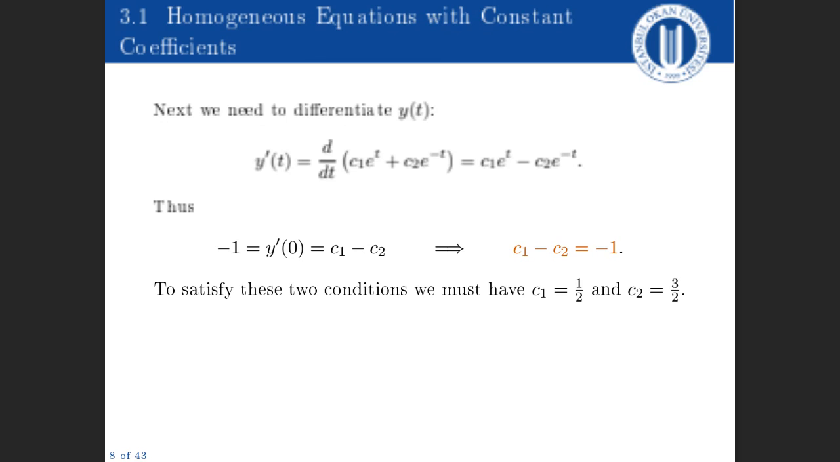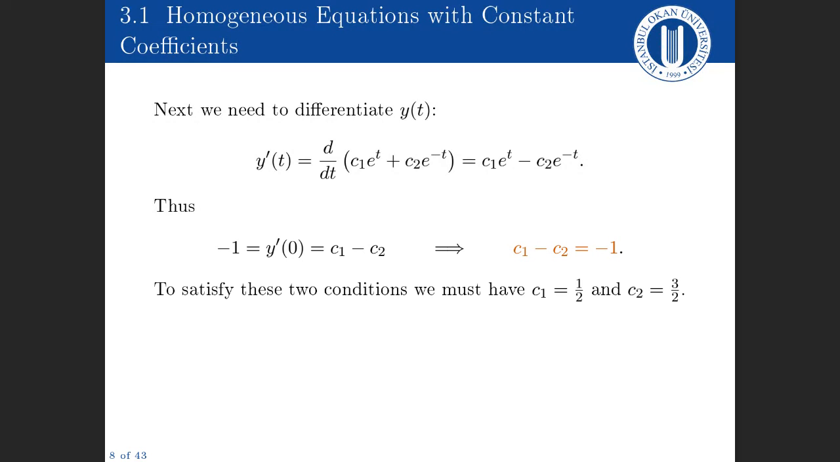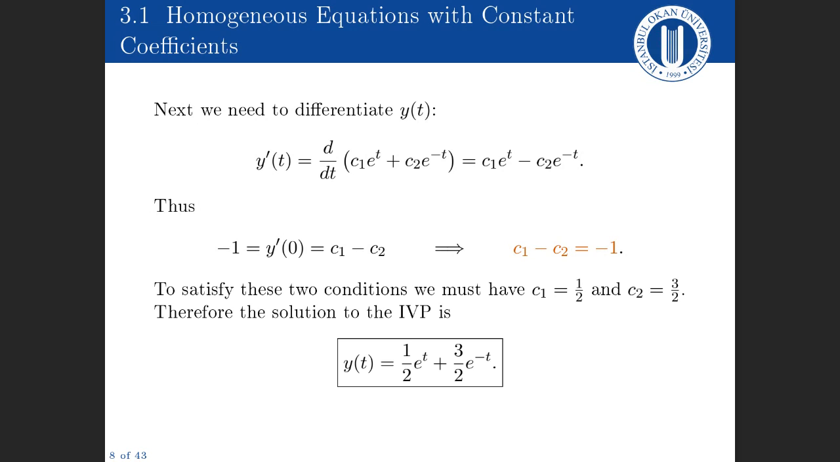We need to find the constants c1 and c2 which satisfy these two conditions. And I'll leave it for you to check that the answers are 1/2 and 3/2. So then we know the solution to the initial value problem: 1/2 e to the power t plus 3/2 e to the power minus t.